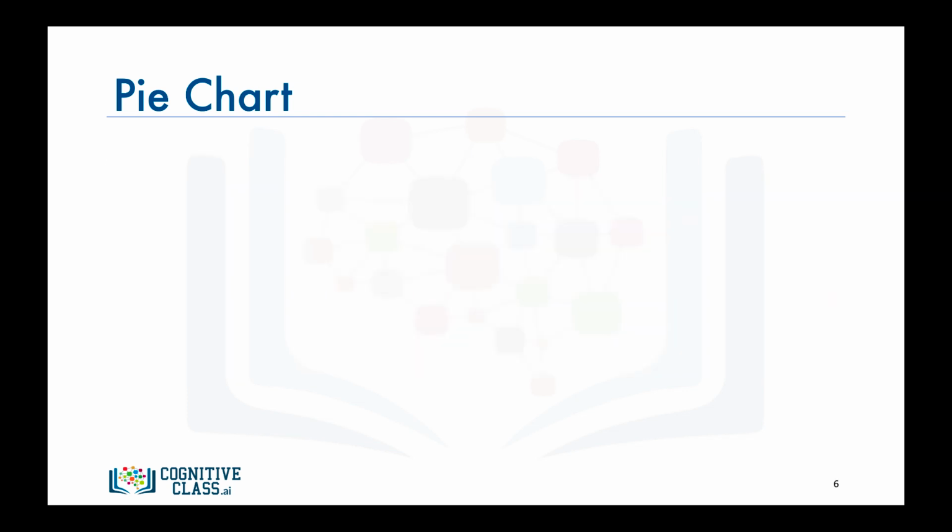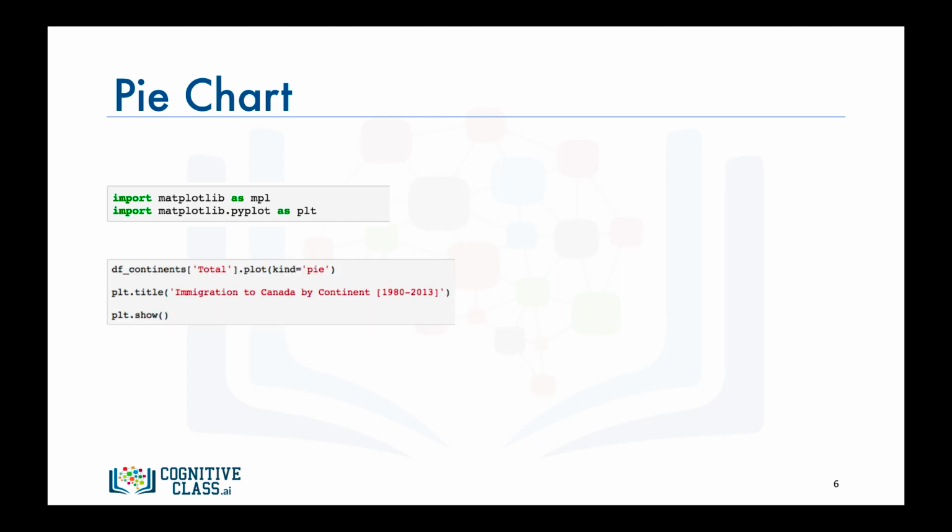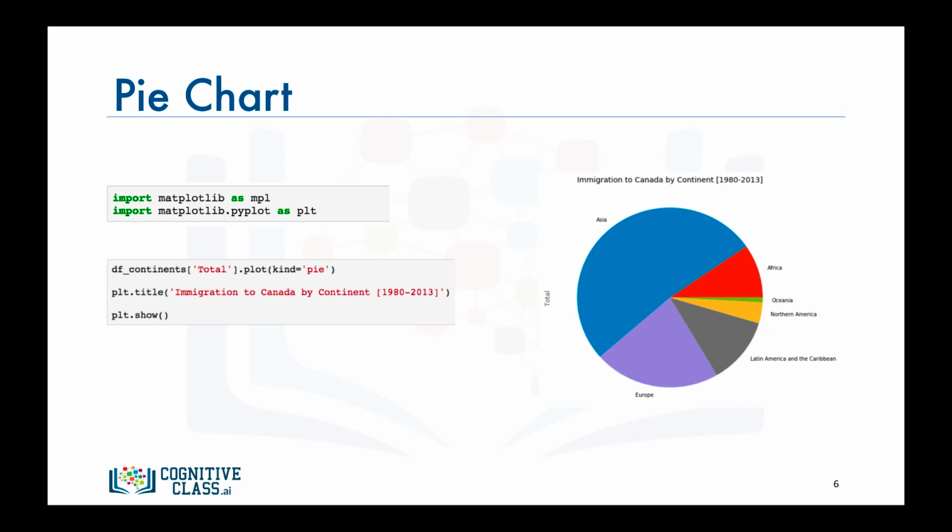We start with the usual, importing matplotlib as mpl and its scripting layer, the pyplot interface, as plt. Then we call the plot function on column total of the data frame df_continents, and we set kind equals pie to generate a pie chart. Then to complete the figure, we give it a title. Finally, we call the show function to display the figure. And there you have it, a pie chart that depicts each continent's proportion of immigration to Canada from 1980 to 2013.